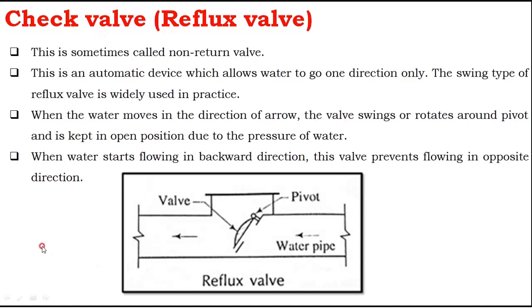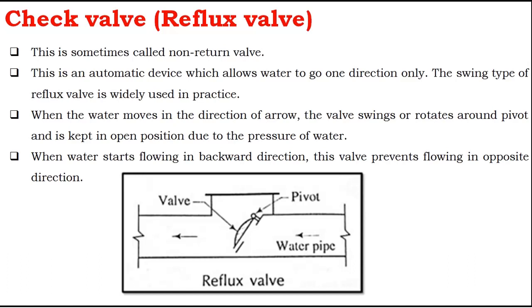Where is it required? Usually when you supply water from ground level to the top level tank through a motor. In the motor this valve will be provided. When you stop the motor, then what happens? Water will not flow from higher to lower. In the motor only one way direction will be allowed.